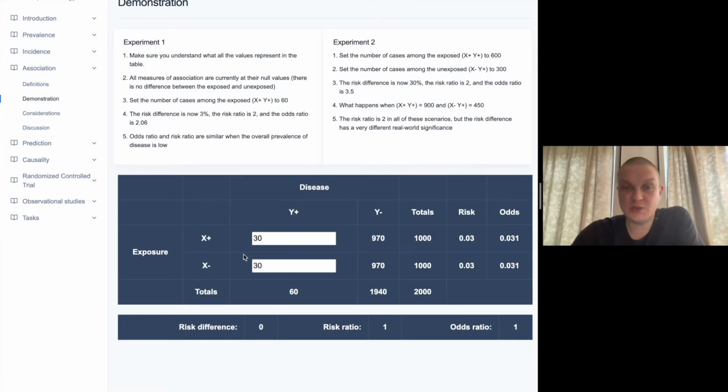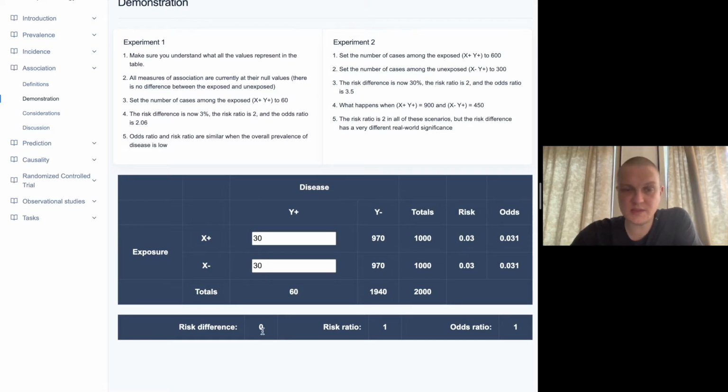Here's our 2x2 table again. Make sure you understand what this represents. If you need a reminder, then go back to definitions and have a look. Okay, experiment 1. All measures of associations are currently at their null values.